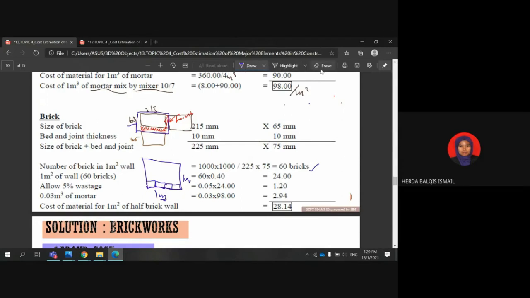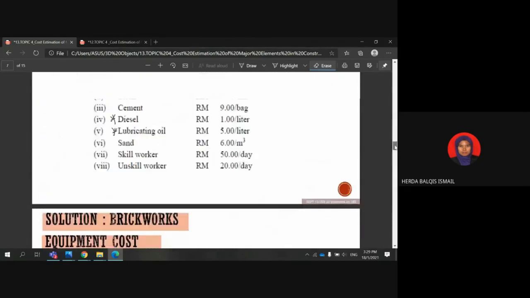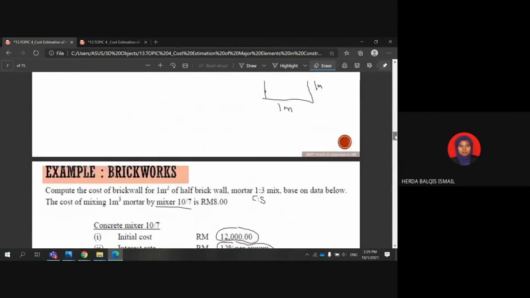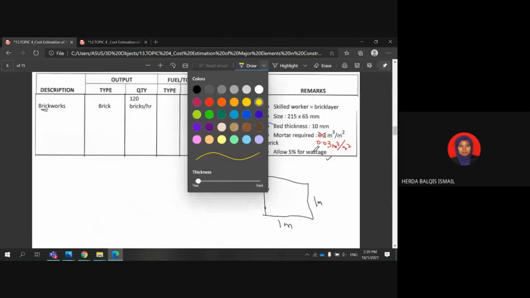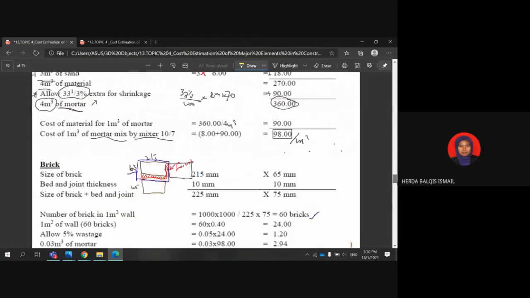Right. So consider the wastage as mentioned in the table of constants. If it is not stated in the question, you need to consider the wastage in your calculation or estimation, because as stated in the remark column for the brickworks, you need to allow 5% for wastage. So you need to take this into consideration.